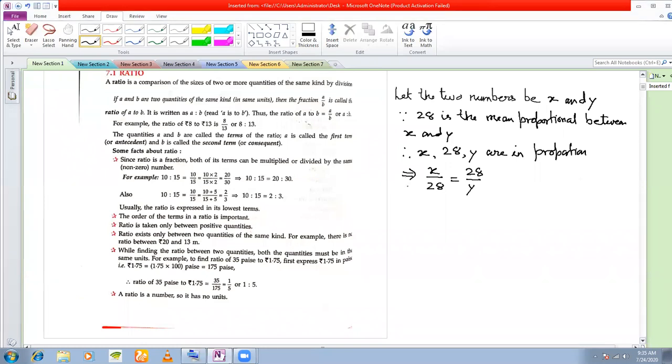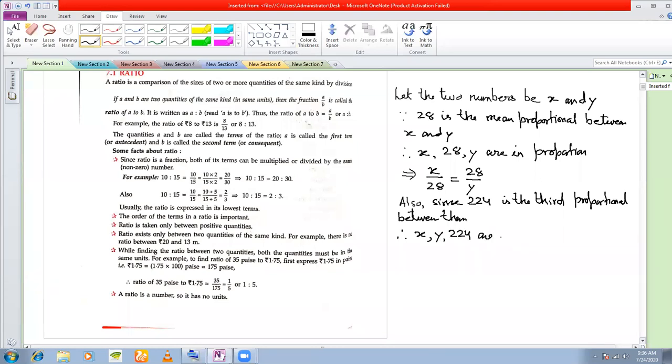Okay, also since 224 is the third proportional between them, therefore x, y and 224 are in proportion.